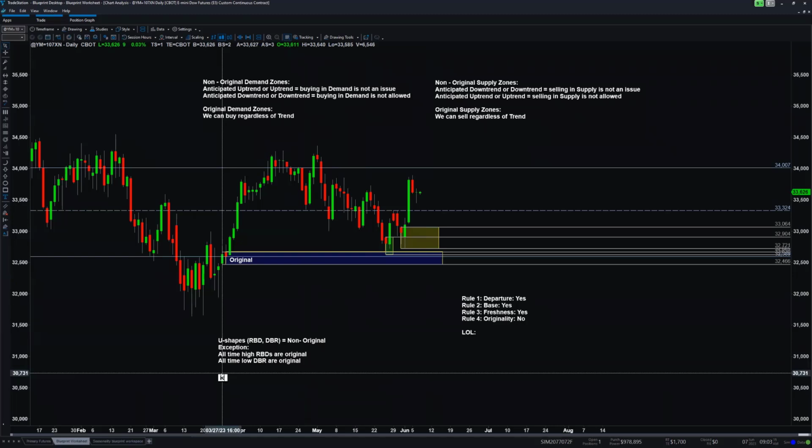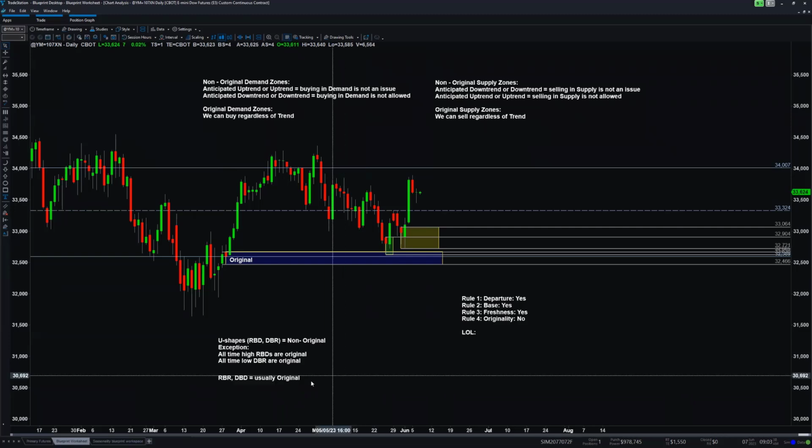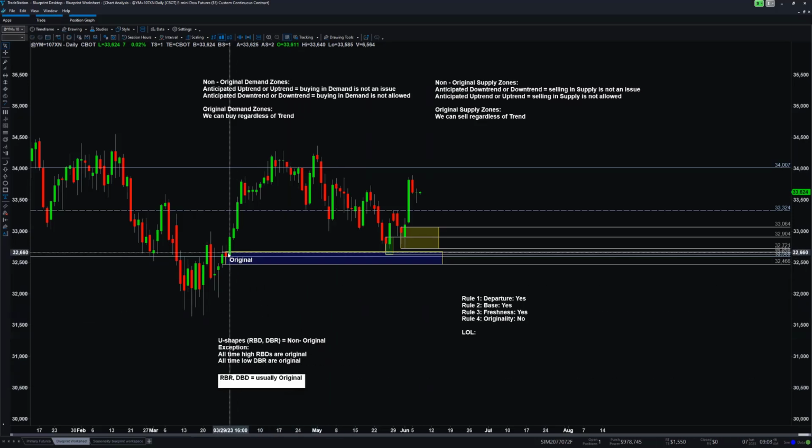The counter to that is that our rally-based rallies and our drop-based drops, so here, for example, we have a rally-based rally, they are usually original. Okay, they're usually original. Now that is interesting. And then the next question is, well, why are they original? Well, they're original because if I'm looking to the left and something has already rallied and then it's basing and then it's further rallying, very likely that if I look to the left, I'm going to find supply in the process. Okay, so here's a supply. Here's a little bit of a supply rally-based drop. And so there was a rally-based rally formed in an area of supply.